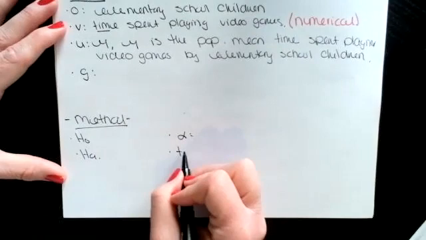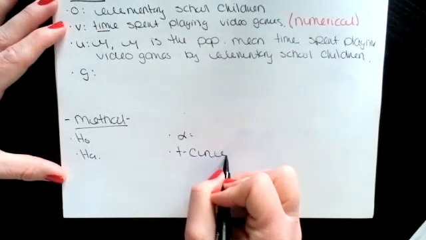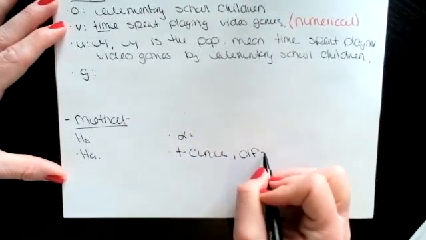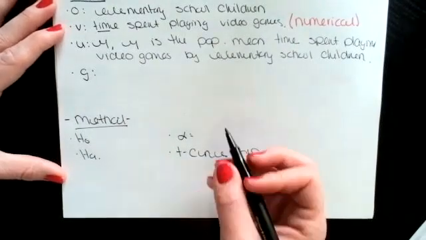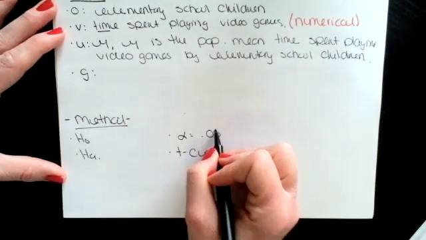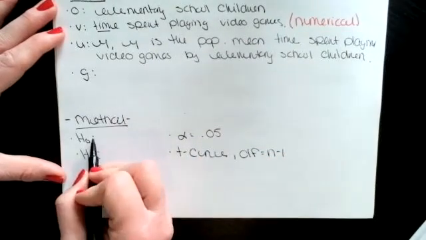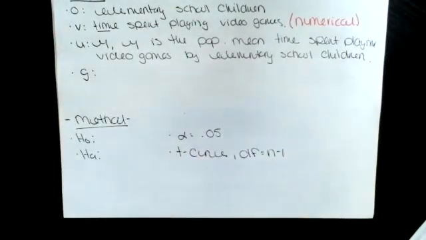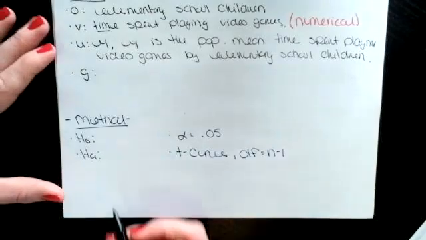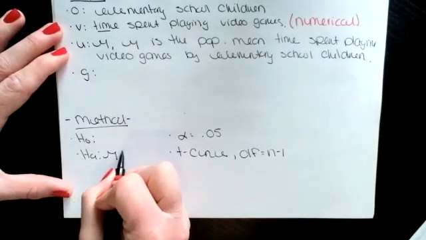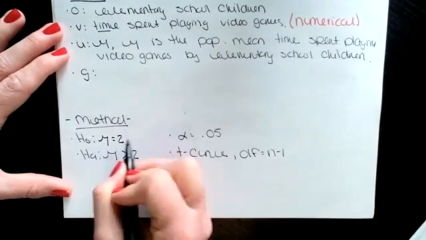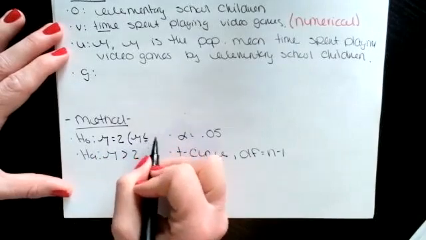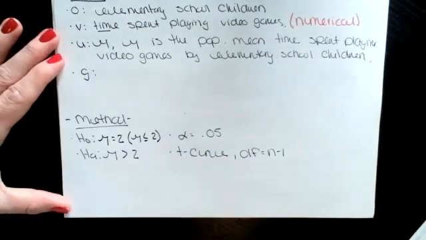My curve is the t-curve because it's numerical. And I always want to include degrees of freedom equals n-1. Alpha in this problem was given to me as 5%, so again, 0.05. Now my HA is what they're trying to prove, and it says more than 2 hours. So my HA is mu is greater than 2. So my null is mu is equal to 2, or I could just write it mu is less than or equal to 2, like that.